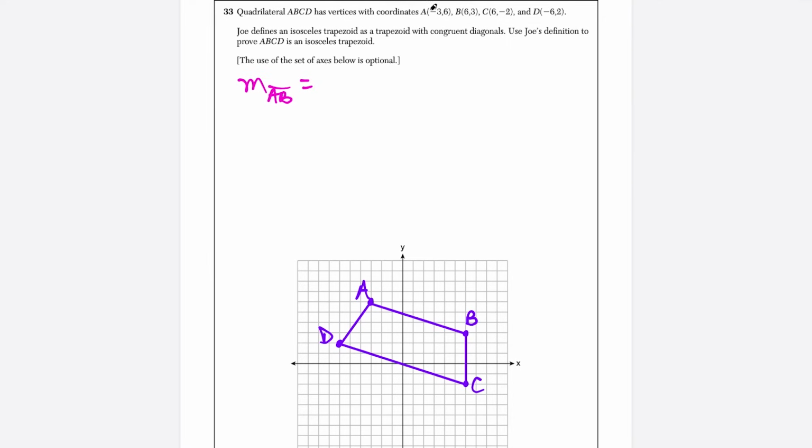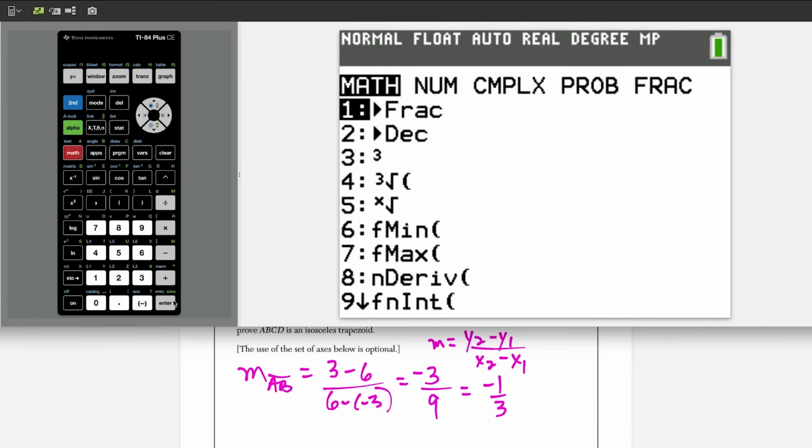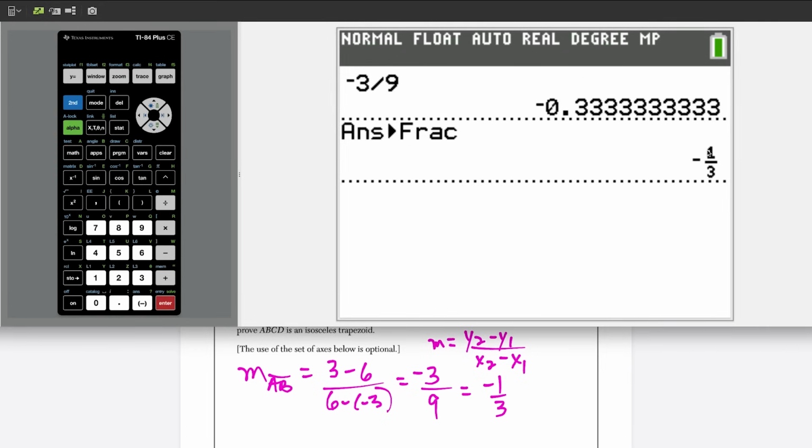So for this one, I could use the slope formula. Just know that slope is y2 minus y1 over x2 minus x1. I could just do the rise over run, or I could use the formula. So I have 3 minus 6. I'm doing the difference of the y values, and I'm going to divide by the difference of the x values. So I have 6 minus negative 3. And this gives us 3 minus 6 is negative 3 over 6 minus negative 3 is 9. And this fraction reduces to negative 1/3. Now for this one, if reducing fractions is a little tricky for you, you could do negative 3 over 9. Press enter and then press math, enter, enter, and that'll turn your answer into a simplified fraction.